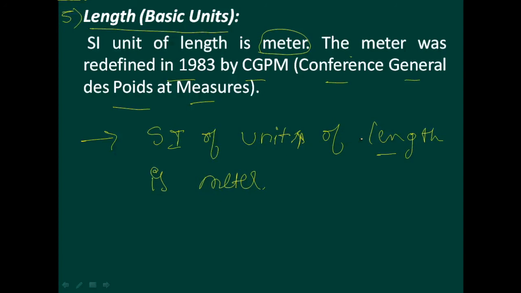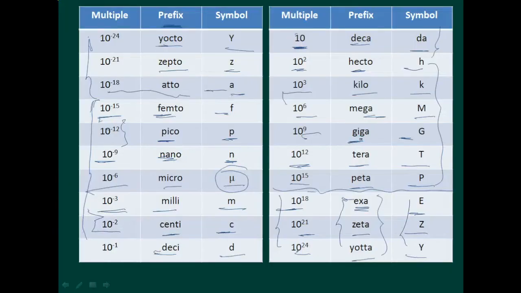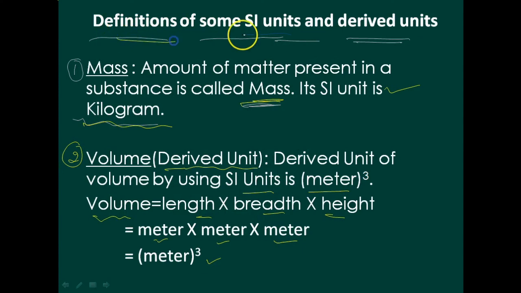Okay, so now this is all about the definitions. These are some of the definitions of SI units and the derived units mentioned. I will give you one glance of this so that you can easily remember. Definitions of SI units: the amount of matter present in a substance is called mass and its SI unit is kilogram. Like that, the derived unit of volume using SI units is meter cube. If you know the formula for volume, length, breadth and height, in meters, so meter cube.